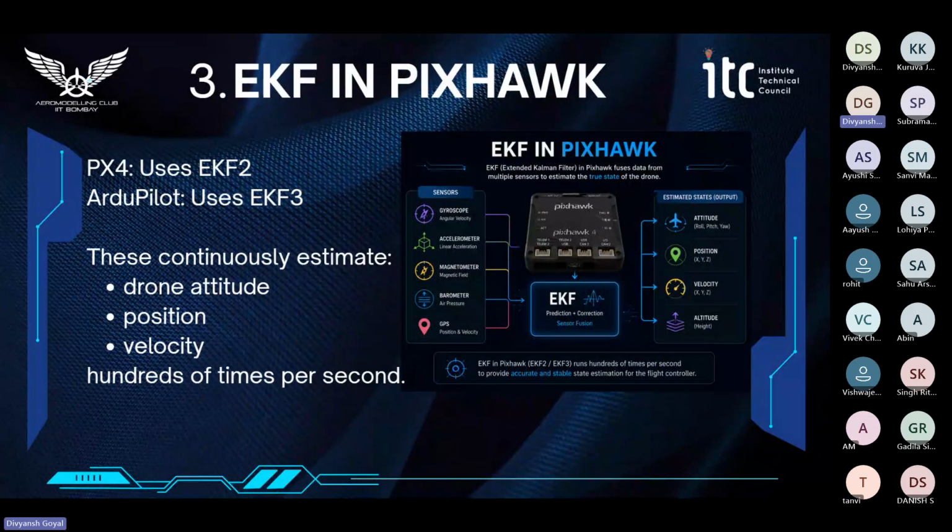Talking about EKF in Pixhawk, the modern Pixhawk which we use, that is the PX4 software, uses the EKF2 algorithm. This is a further extended version of EKF. And in ArduPilot, we use the EKF3 algorithm. These continuously estimate the drone's altitude, position, and velocity with a frequency of 100 times per second. That's a large frequency and it helps to minimize the error.